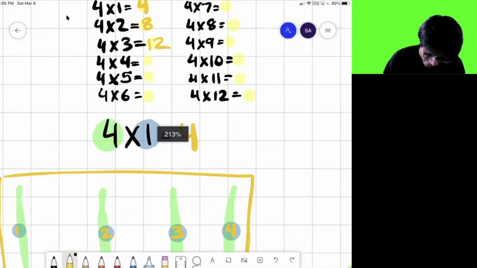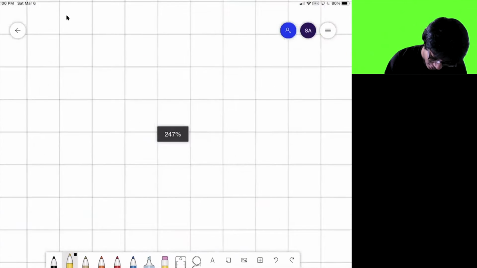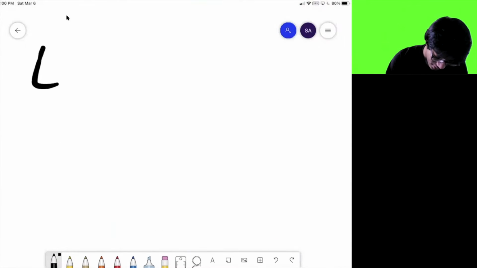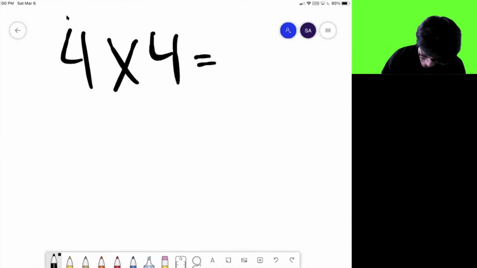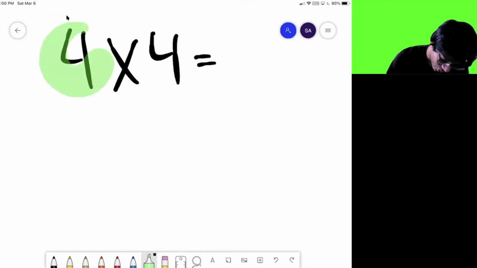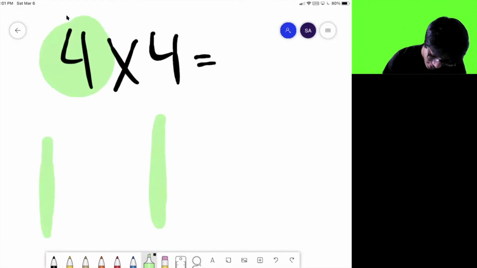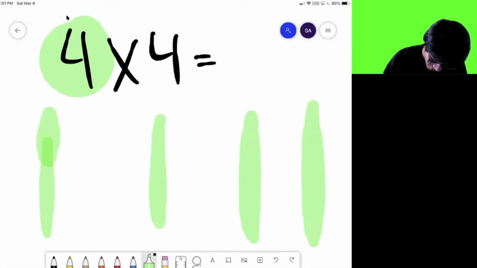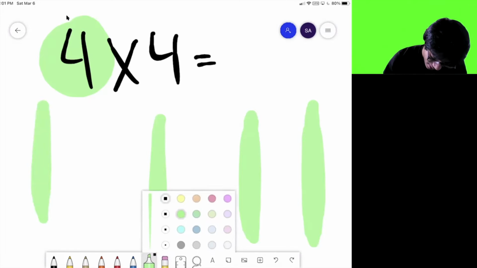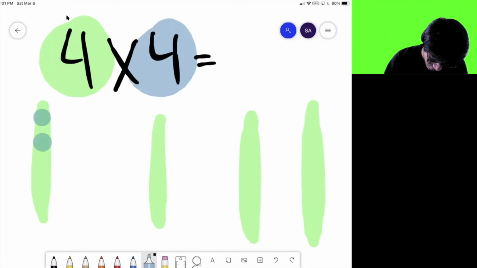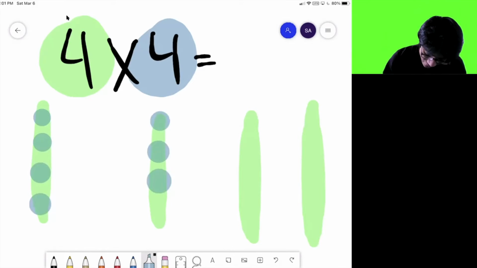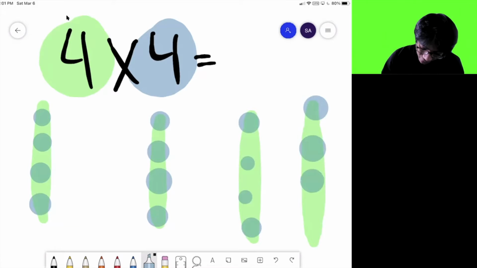Now let's do 4 times 4. Can you guess what this is going to be? What is 4 times 4 going to be? Well, I'm going to have 4 columns, 1, 2, 3, 4, as such. My 4 columns line up just like that. And I'll have 4 dots in each column. So 1, 2, 3, 4, 1, 2, 3, 4, 1, 2, 3, 4, 1, 2, 3, 4.